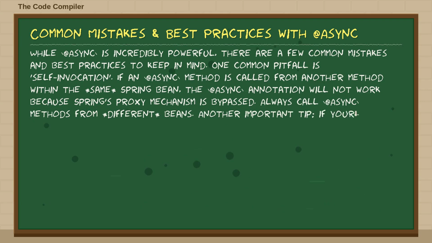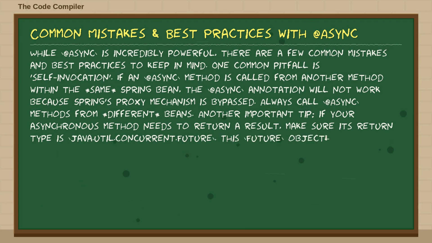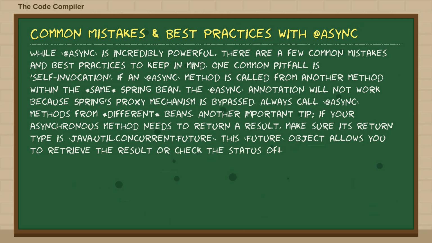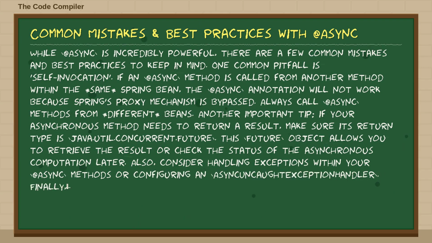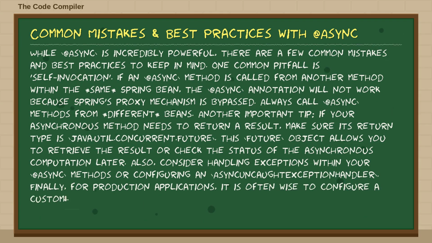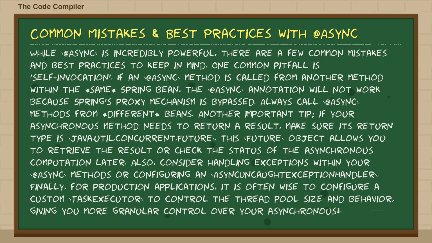Another important tip: if your asynchronous method needs to return a result, make sure its return type is java.util.concurrent.Future. This Future object allows you to retrieve the result or check the status of the asynchronous computation later. Also, consider handling exceptions within your @Async methods or configuring an async exception handler. Finally, for production applications, it is often wise to configure a custom task executor to control the thread pool size and behavior, giving you more granular control over your asynchronous tasks.